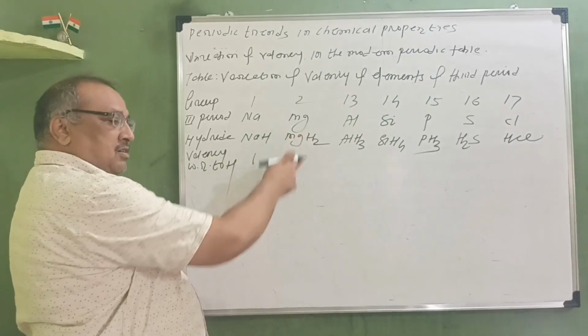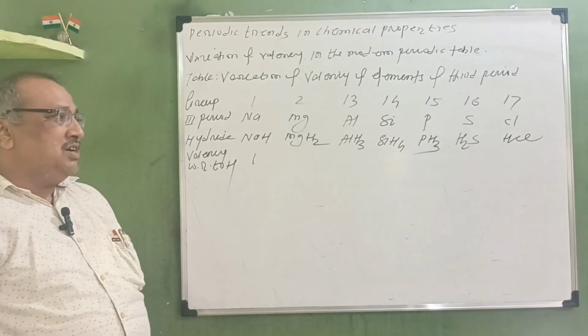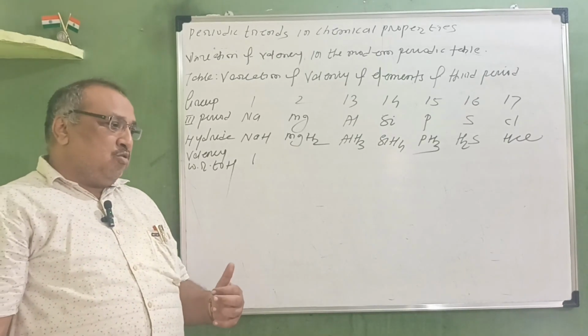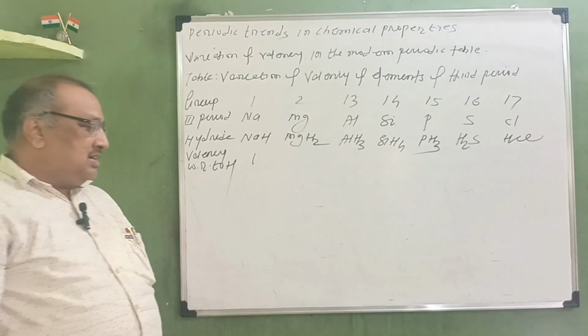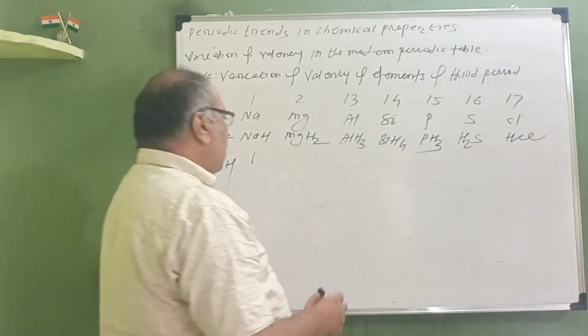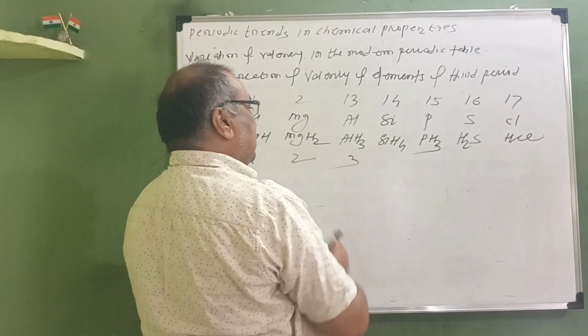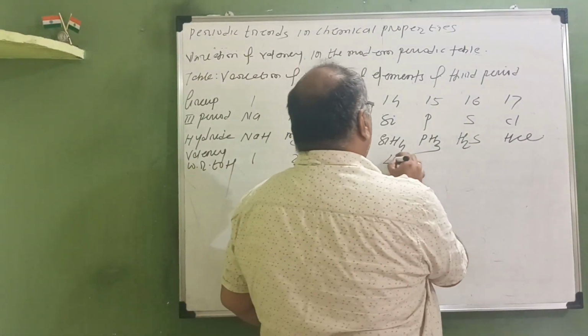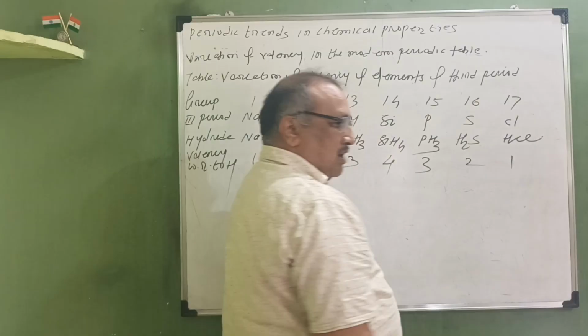Here there are 2 hydrogen atoms attached to the magnesium. Hydrogen is monovalent. That means here valency of magnesium is equal to the number of hydrogen atoms. So here write down 2. Here 3, 4, 3, 2 and 1.